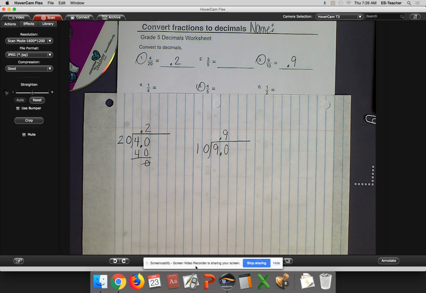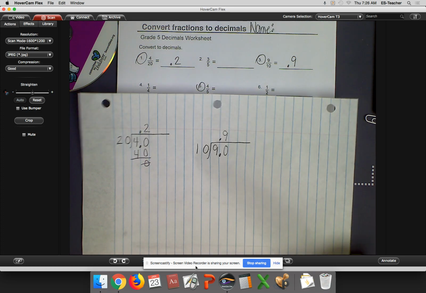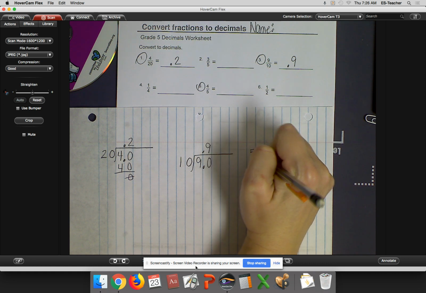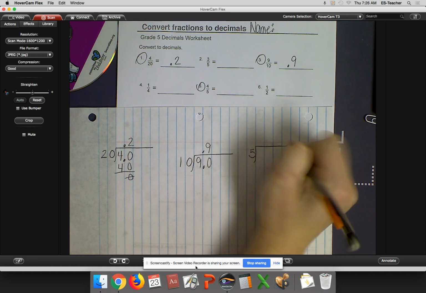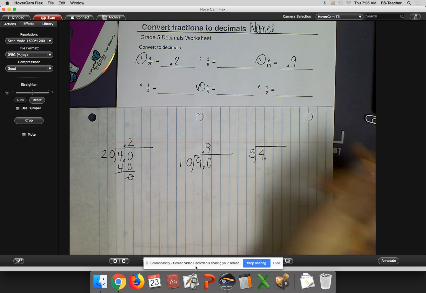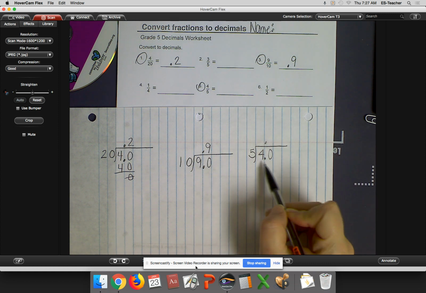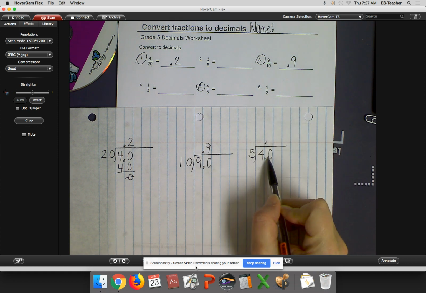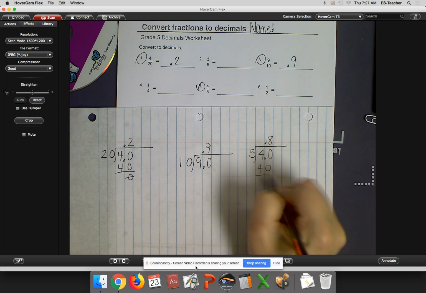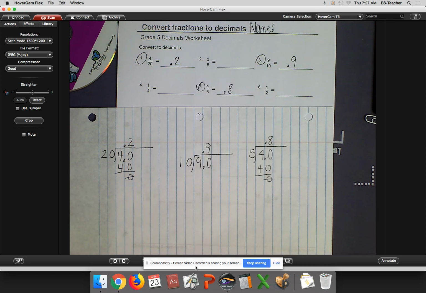Okay, number 5 is 4/5. So for number 5, 4/5, I'm going to take my dog, or my denominator, which is my 5, and then I'm going to divide that into 4. I can't do that, so I add a decimal and bring it up. Add my 0 because I haven't changed the value. It's still 4. 5 goes into 40 8 times. 8 times 5 is 40. So my answer to number 5 is 8/10.